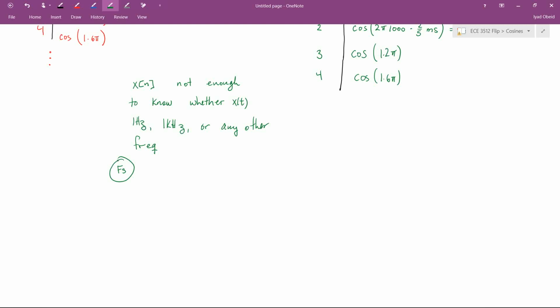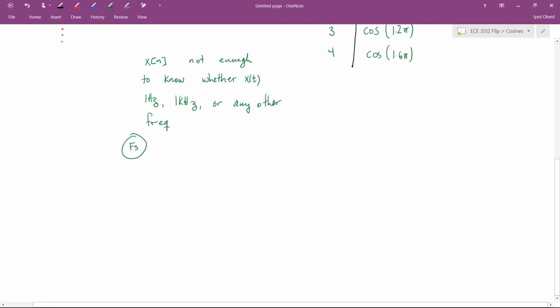Let me give you an example. Suppose I take a cosine that we can listen to, and in fact we will listen to. Suppose we take an audio signal that's at 500 hertz. So cosine of 2 pi 500t. And let's say I want to sample it with, I don't know, 800 hertz. Sorry, 8,000 hertz.